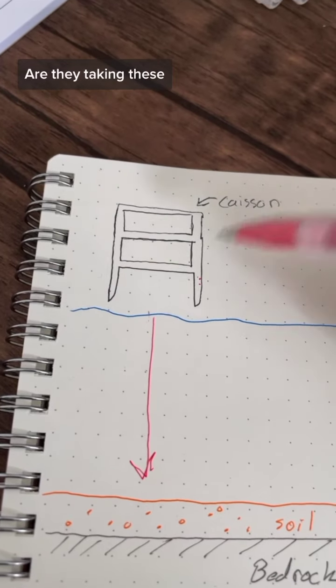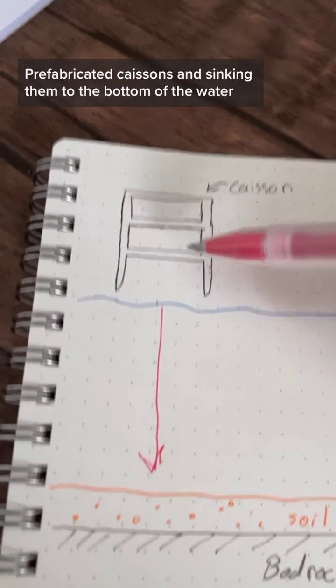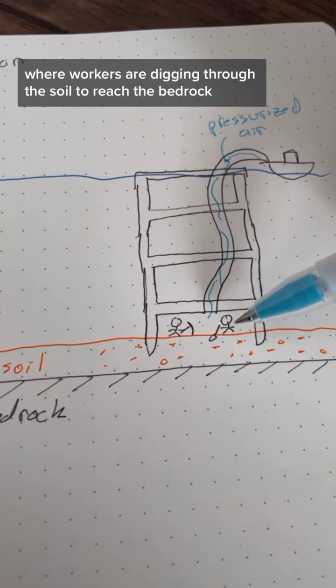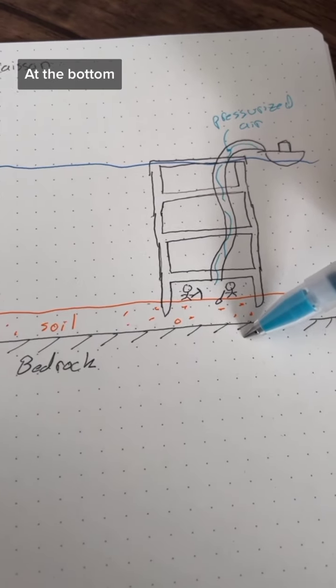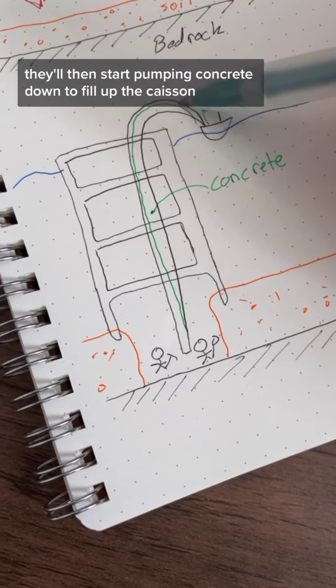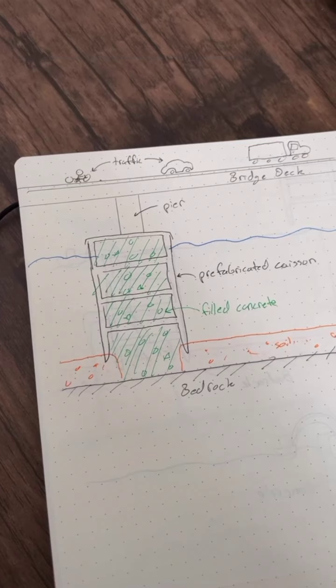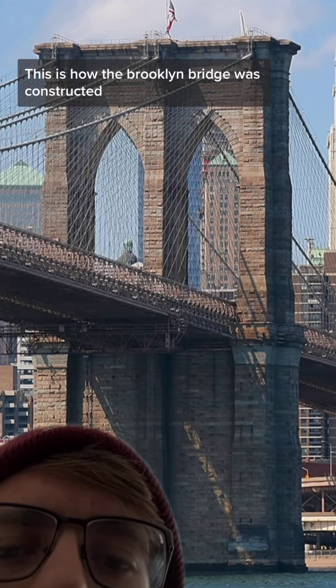Another way bridges are built are by taking these prefabricated caissons and sinking them to the bottom of the water. The bottom of the caisson is filled with air where workers are digging through the soil to reach the bedrock at the bottom. When they reach the bottom, they'll then start pumping concrete down to fill up the caisson. Once it's filled, you can then construct the rest of your bridge. This is how the Brooklyn Bridge was constructed.